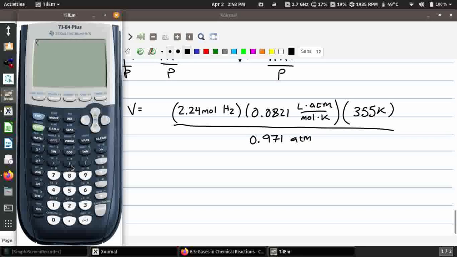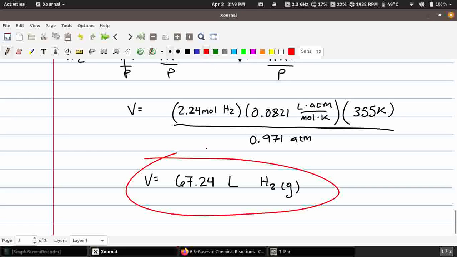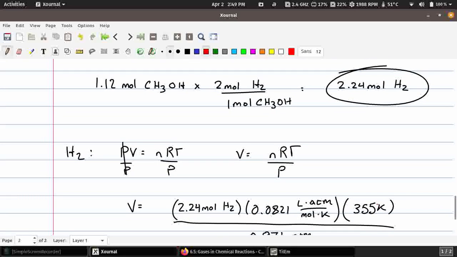So let's do this. 2.24 times 0.0821 times 355 divided by 0.971. So that means you're going to need 67.24. So volume equals 67.24 liters of H2 gas. So you're going to need this much to make just 35 grams at this pressure and this temperature.